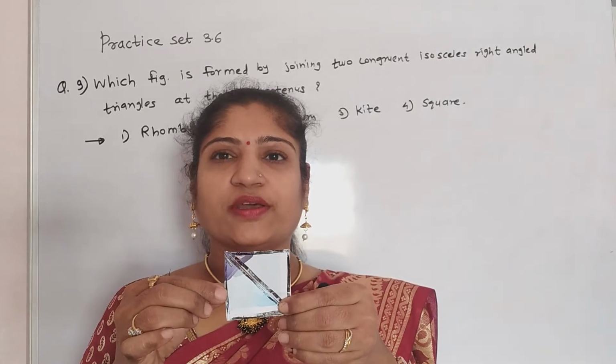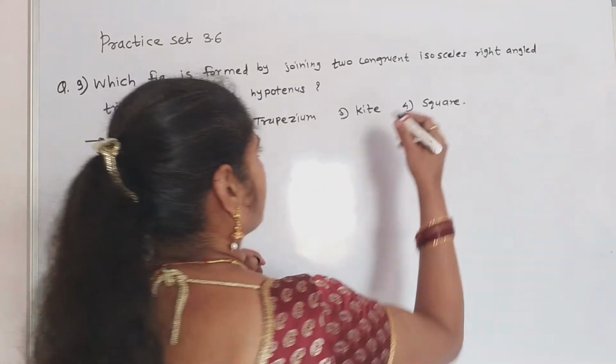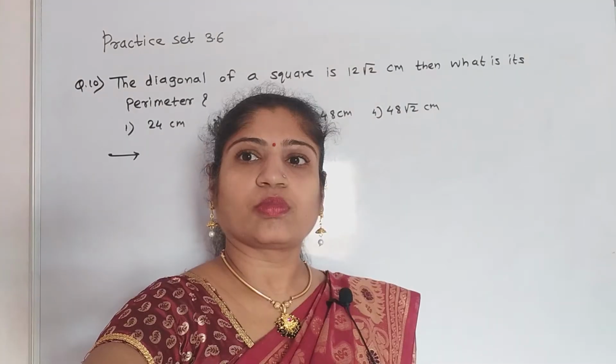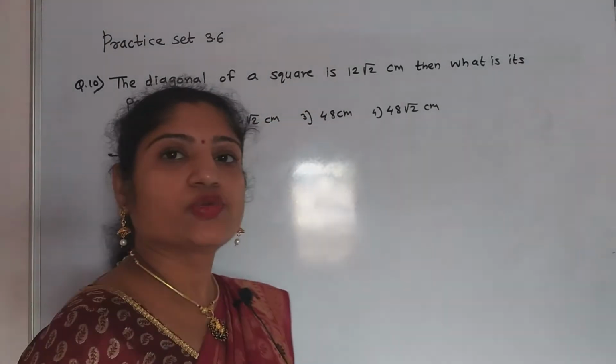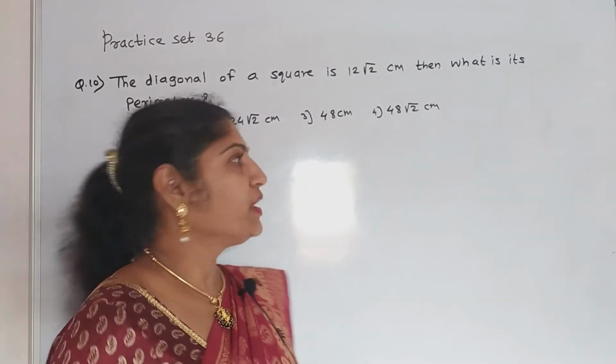That is the square. Our answer is square. Next question. Diagonal of square is 12 root 2 centimeter. Then what is its perimeter?